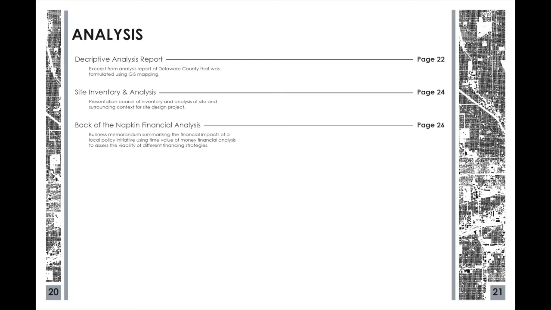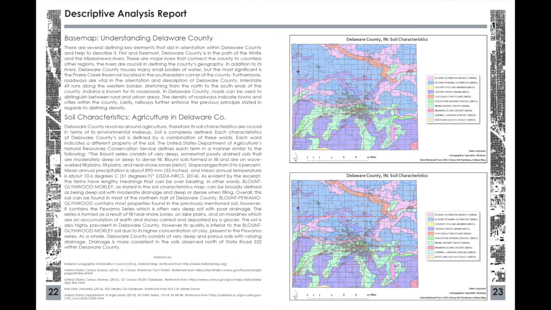Next is the analysis section. So he has 3 examples of analysis: descriptive analysis report using GIS mapping, a site inventory for a site design project, back of the napkin financial analysis in terms of a memorandum and or pro forma. So here's a descriptive analysis.